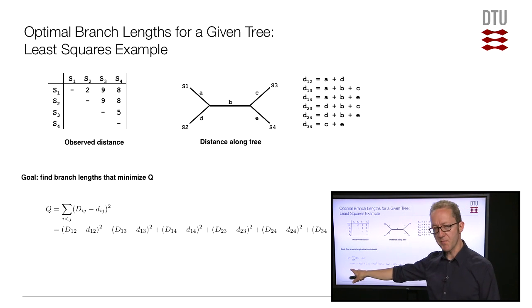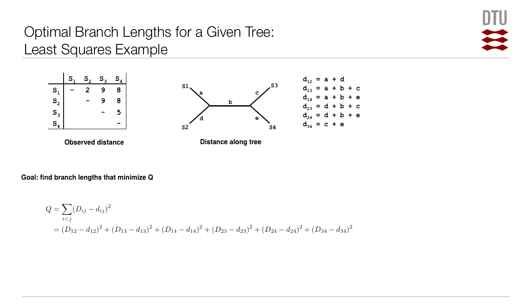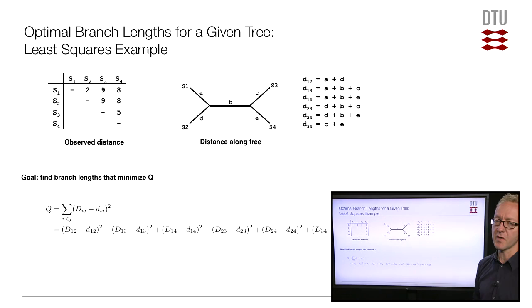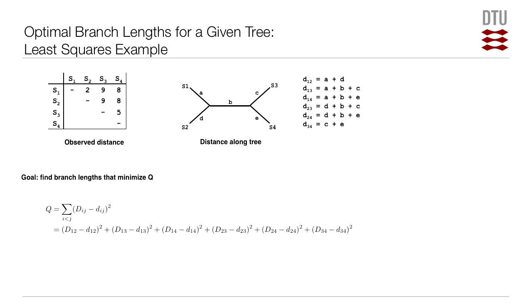If we write that out in full for all the pairs of sequences, it will look as on this slide. We have in this case sequence 1 and 2, observed distance minus the tree distance for 1 and 2, squared, plus the observed distance for sequence 1 and 3 minus the tree distance for sequence 1 and 3, squared, etc., for the rest of each pair of sequences. We have 1 and 2, 1 and 3, 1 and 4, 2 and 3, 2 and 4, and 3 and 4. Those are all the pairs of sequences in our data set. So this is an expression for Q, the sum of squared differences written fully out without the summation sign.